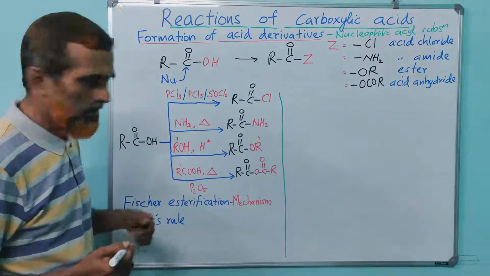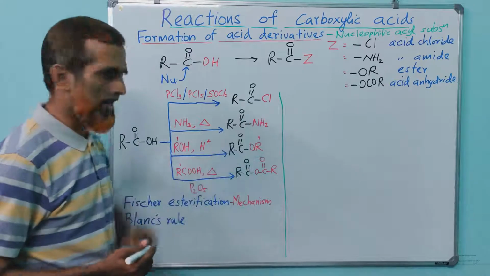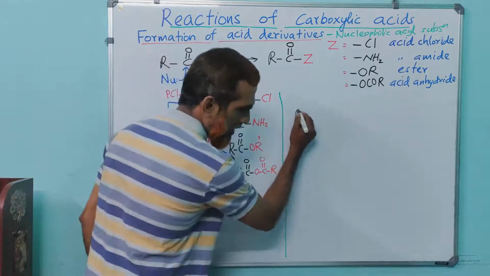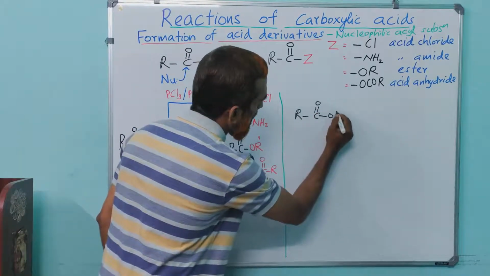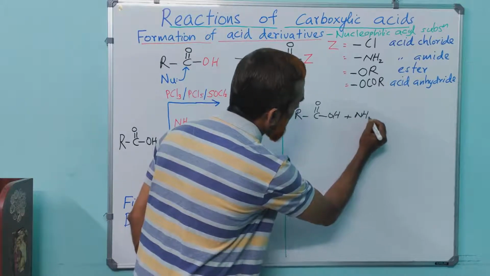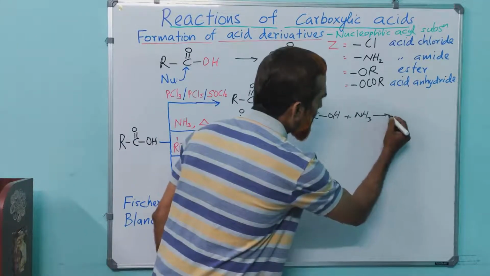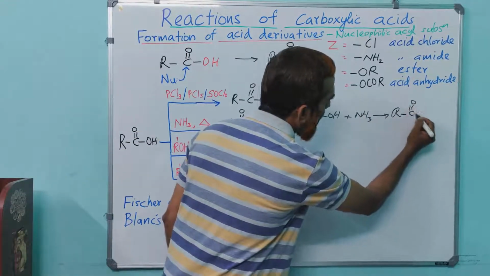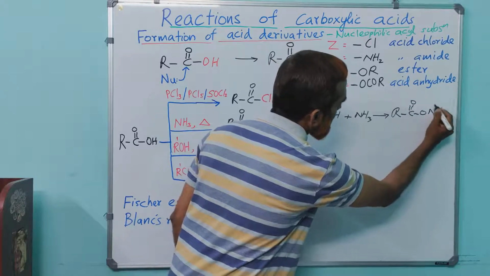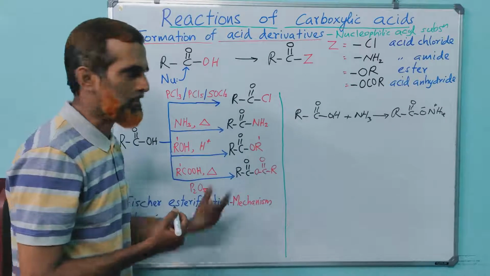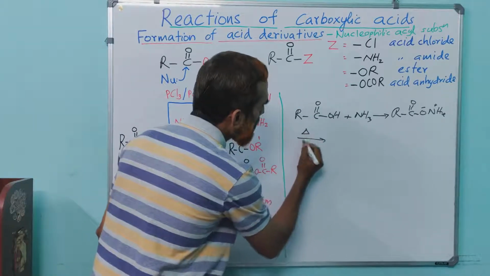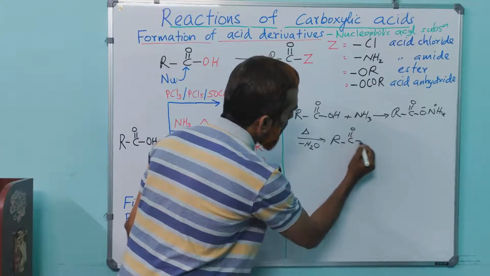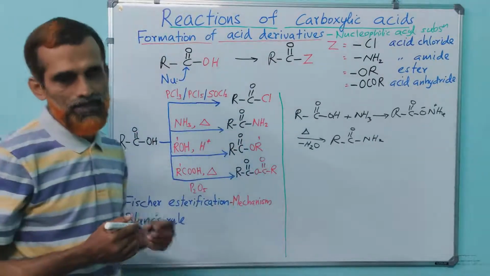Coming to the second one, formation of acid amide, treating with ammonia, heating with ammonia. Let's write the general reaction. Acid is treated with ammonia. Ammonia is a base, so initially it forms a salt, because this is acid, this is base. So what is formed first? It forms RCOONH4, that is ammonium carboxylate. You get a salt, which on heating loses water, minus H2O, and forms RCONH2, that is acid amide.